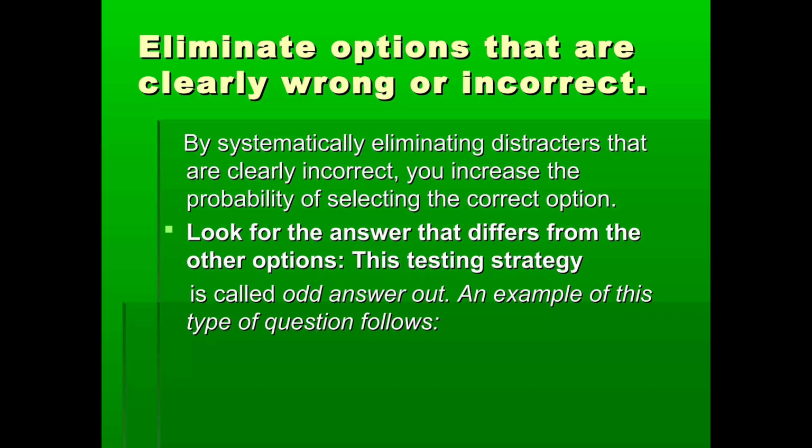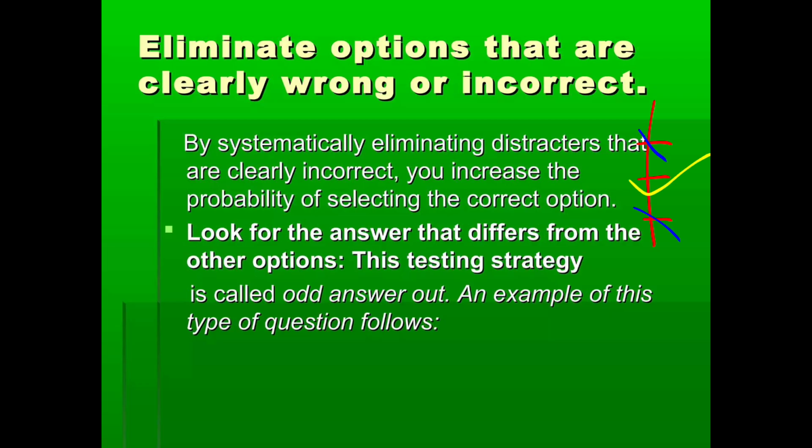Now, how do we eliminate options that are clearly wrong or incorrect? These are mainly the sort of questions that you'll always find while you are doing your NCLEX, okay? By systematically eliminating distractors that are clearly incorrect, you increase the probability of selecting the correct option. So if we try to eliminate the answers that are incorrect, let's say these are our answers, and we eliminate this one as incorrect, this means that we are increasing the probability of getting this other one as the correct answer, okay?